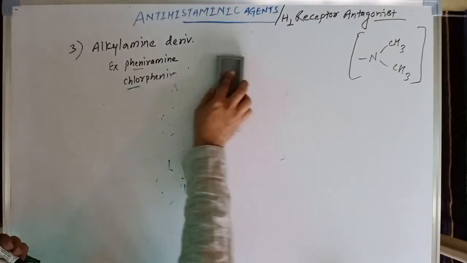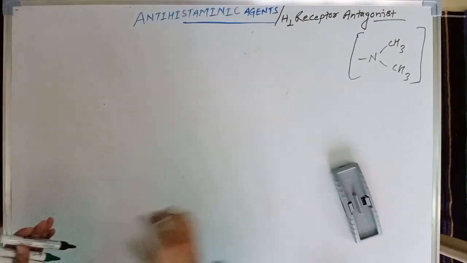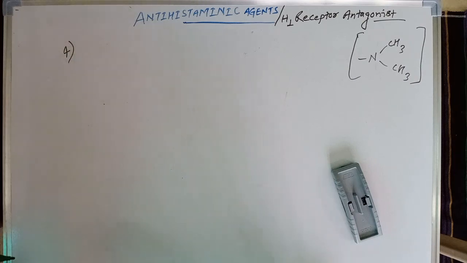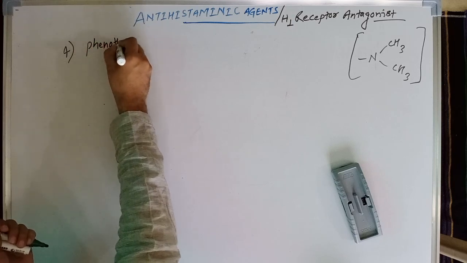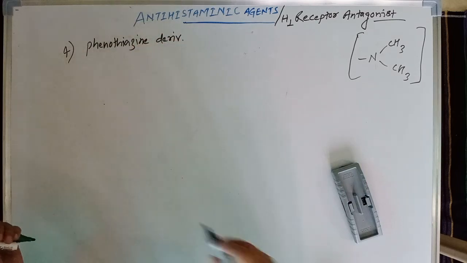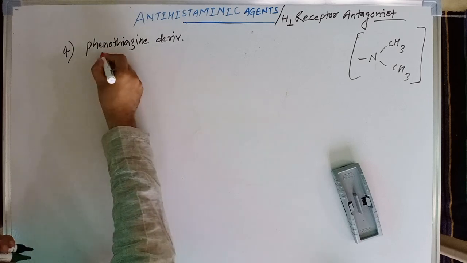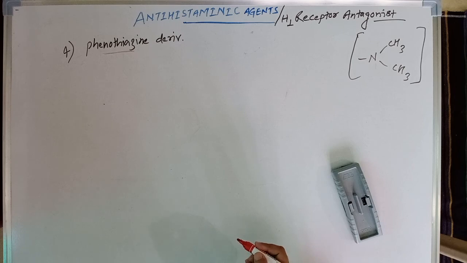Now class number 4. Class number 4 is phenothiazine derivative. Now, what is phenothiazine? I have already discussed the structure and the numbering of this phenothiazine ring in my third lecture, on the structure of aromatic heterocycles. In the previous lecture, I have covered the structure of phenothiazine.